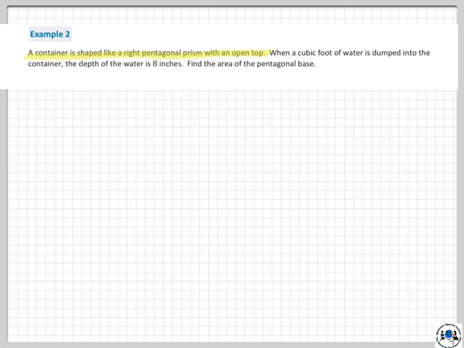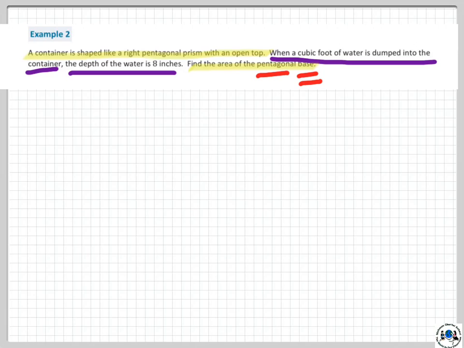A container is shaped like a right pentagonal prism with an open top. When a cubic foot of water is dumped into the container, the depth of the water is 8 inches. You need to find the area of the pentagonal base. So what we're trying to find out is just the area of the base.